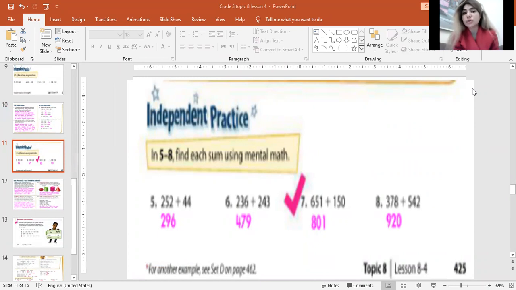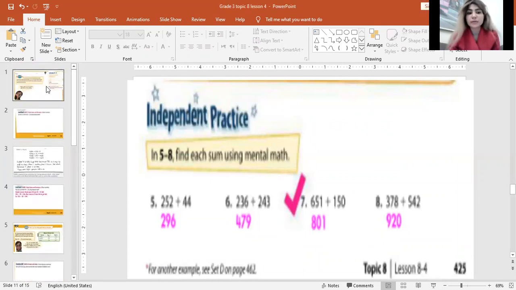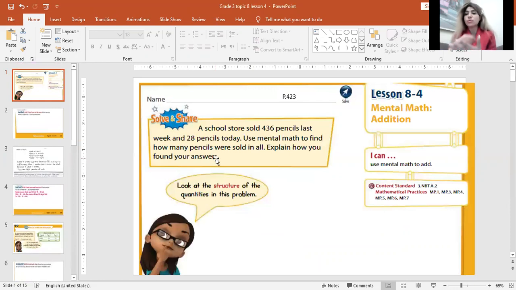And just I want to say about the project. The project is choosing any equation from topic 8, like this one. So you write it down, you say it, explain it, and tell us how to do it.